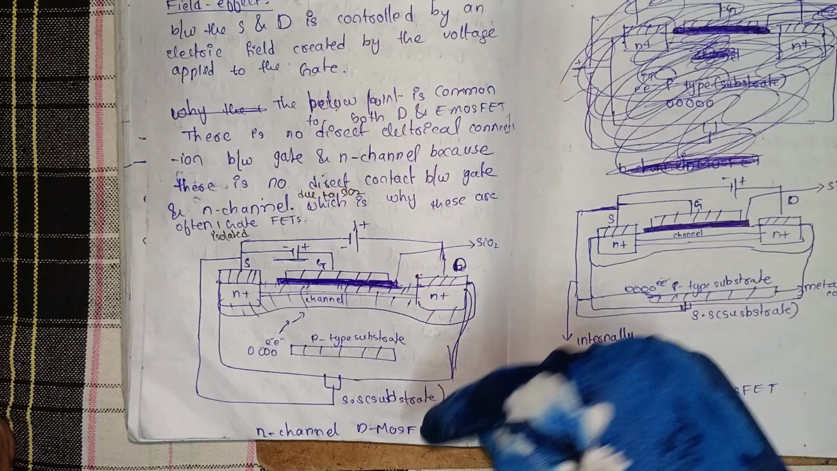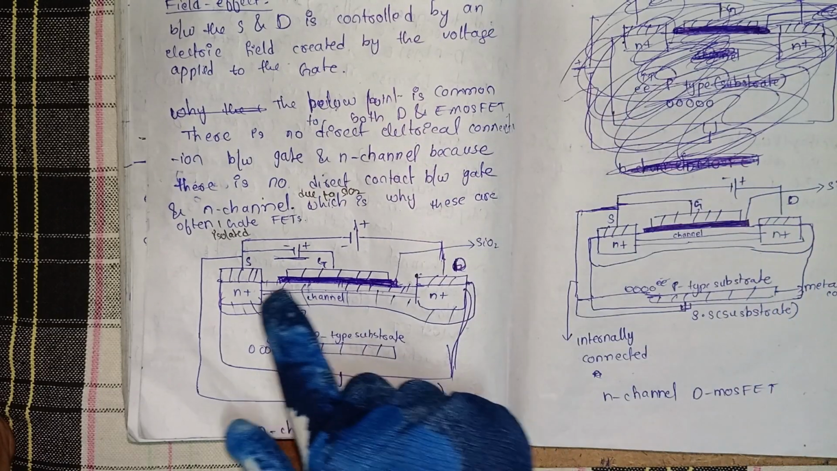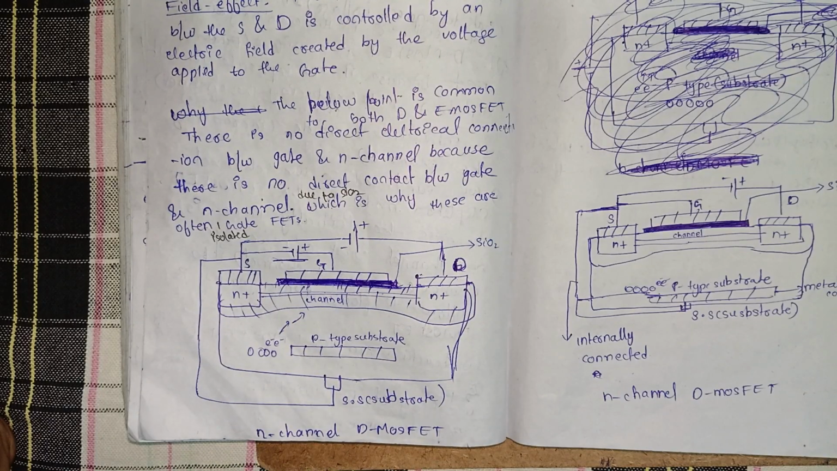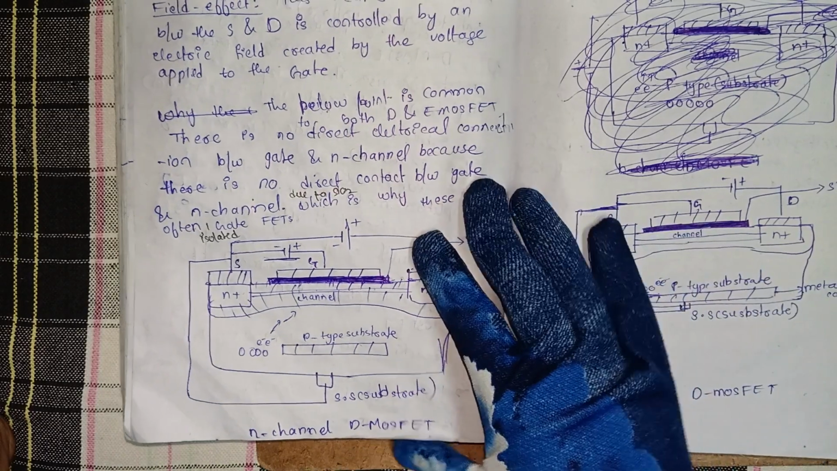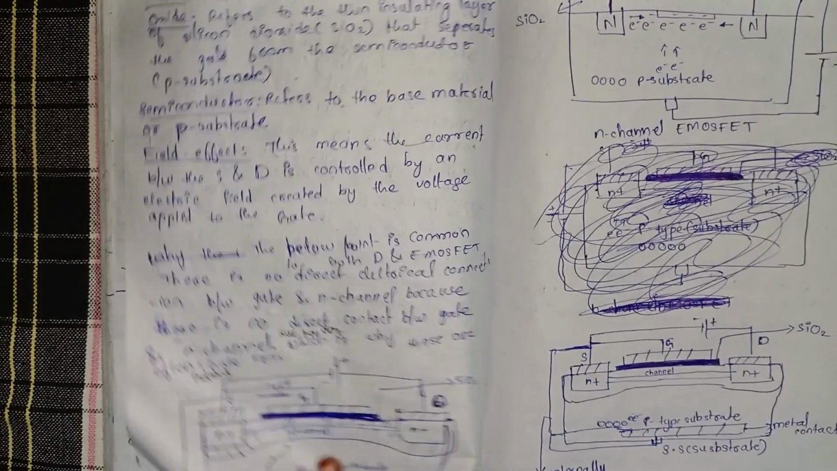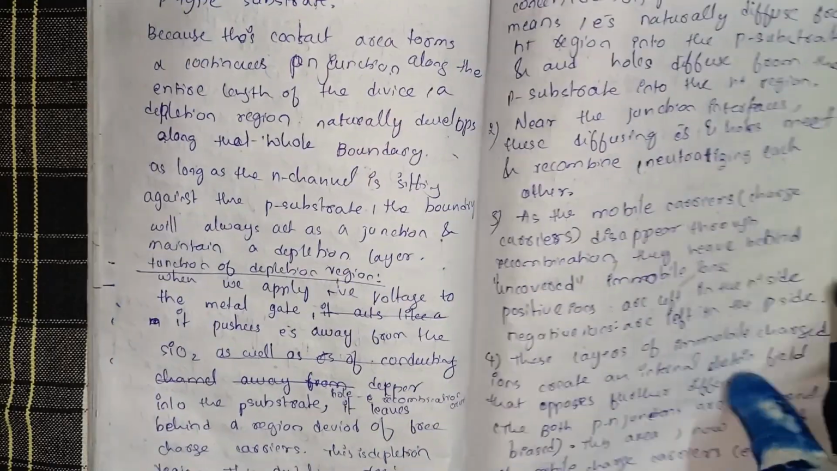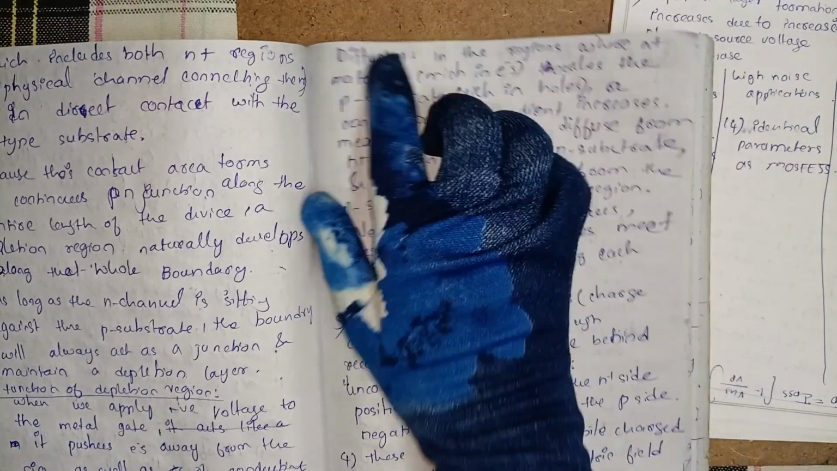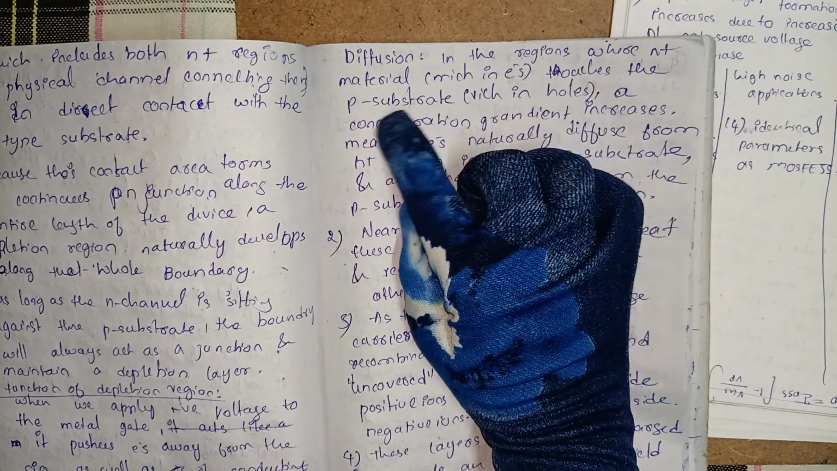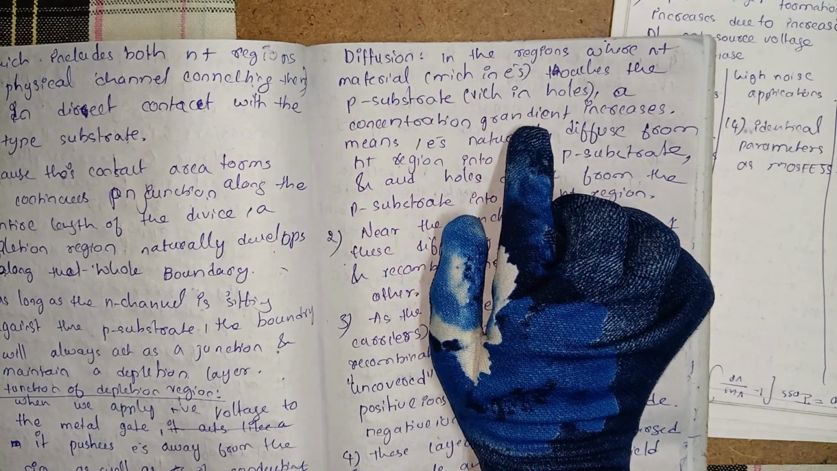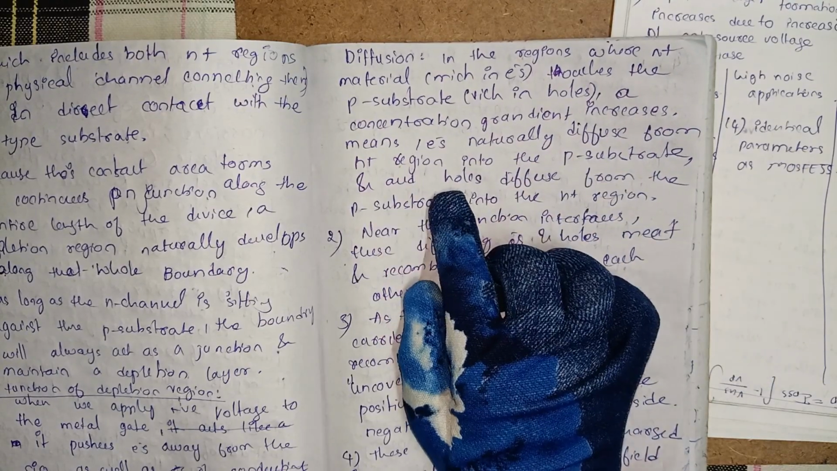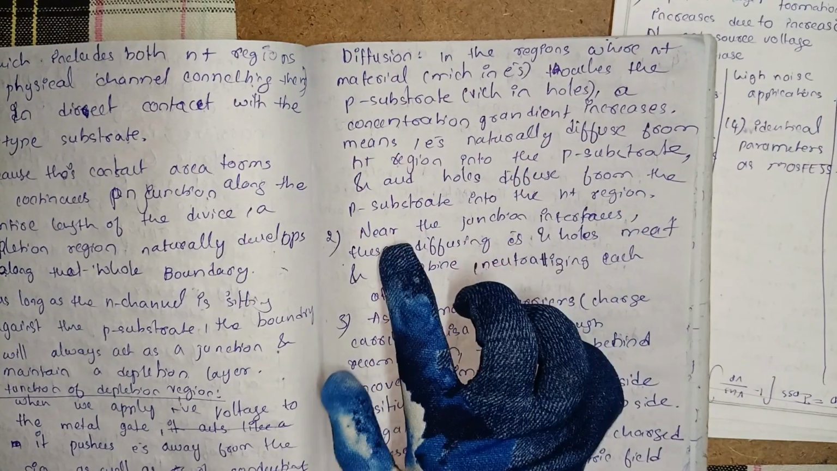As we all know, D MOSFET always contains a pre-existing channel. It is observed here. So it is a normally on switch, okay, and the enhancement MOSFET is a normally off switch, okay. And then we will have a diffusion. In the regions where N plus material rich in electrons touches the P substrate rich in holes, a concentration gradient arises. Electrons naturally diffuse from the N plus region into the P substrate, and holes diffuse from the P substrate into the N plus regions.